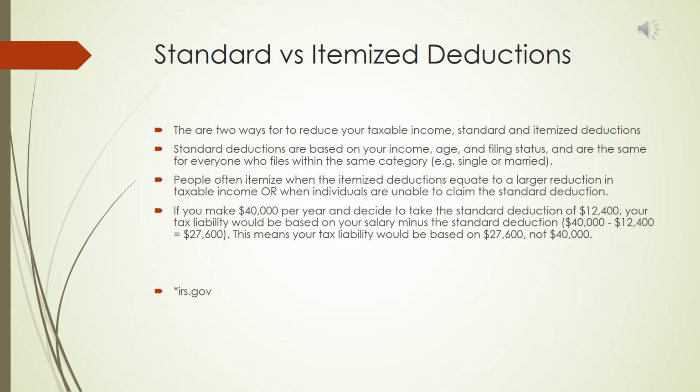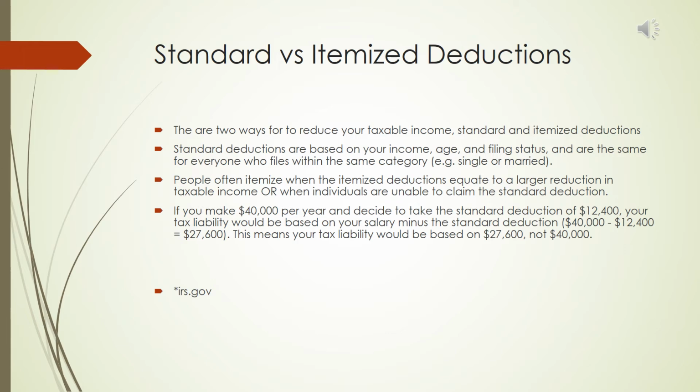Standard versus itemized deductions. There are two ways to reduce your taxable income, standard and itemized deductions. Standard deductions are based on your income, age, and filing status, and are the same for everyone who files within the same category, such as single or married. People will often itemize when the itemized deductions equate to a larger reduction in taxable income, or when individuals are unable to claim the standard deduction.